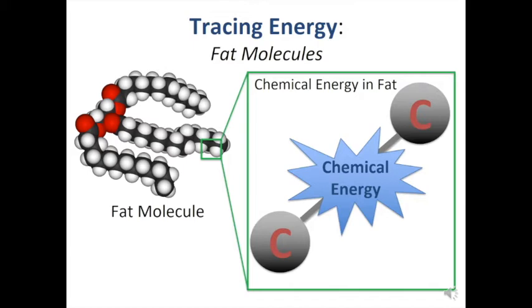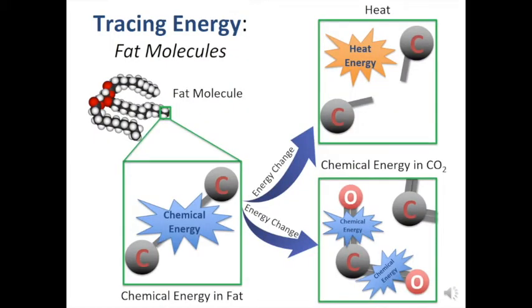Now let's switch gears and think about the transformations of energy in this example. We already know that a fat molecule has a lot of individual atoms chemically bonded together. In each one of those bonds, there is stored chemical potential energy. As fat is broken down, that chemical potential energy stored in the chemical bonds of each fat molecule is transformed into other types of energy.